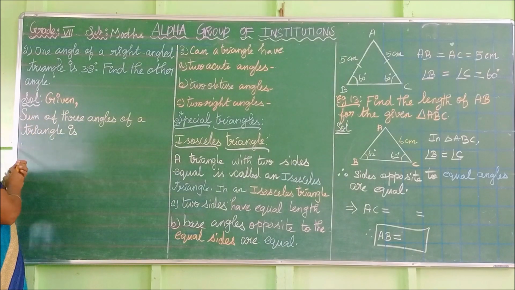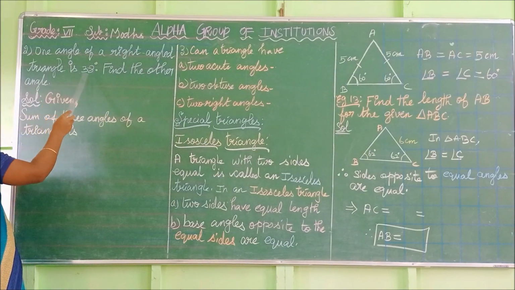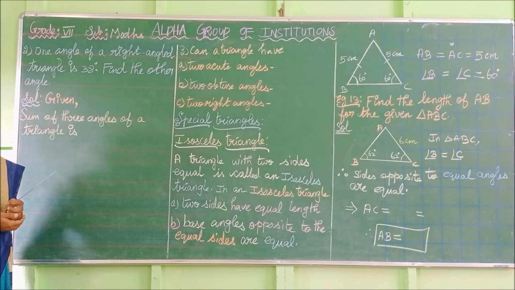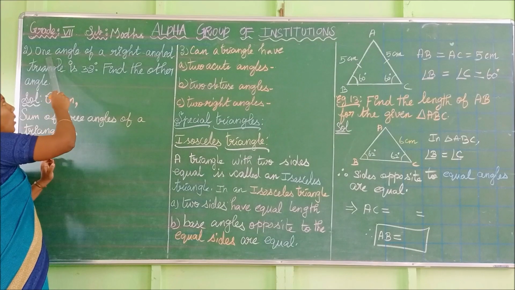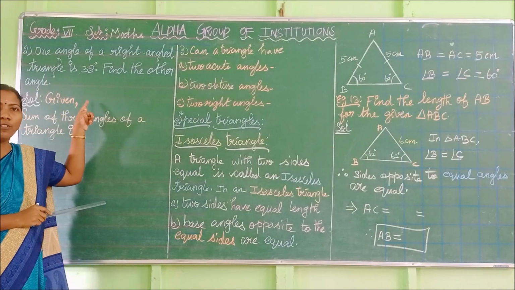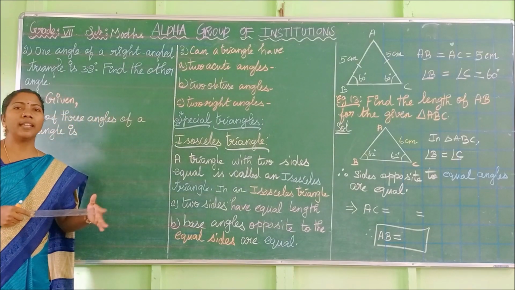Read the question. One angle of a right-angled triangle is 38 degrees. Find the other angle. What are the data given in the question? One angle of a right-angled triangle. What is the type of the triangle given in the question? Yes, right-angled triangle. What is meant by a right-angled triangle?